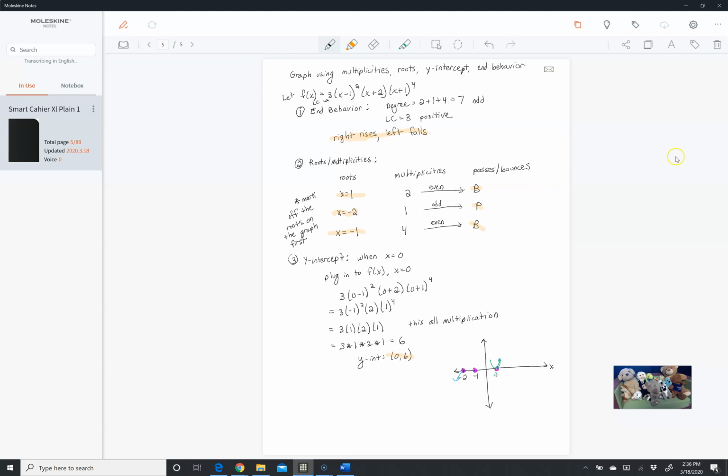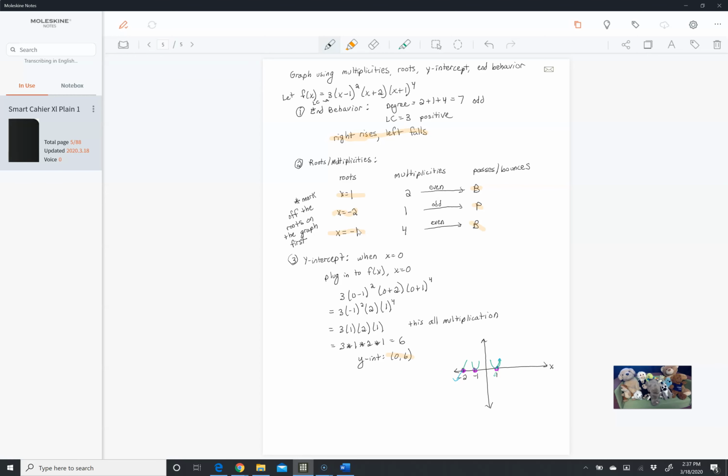At x equals -2, we pass. And because we're coming from underneath, that means that we're going to above. And then finally, at x equals -1, we bounce. So we know because we were above after -2, we know that we're going to wind up above at -1. And as we go left to right, we wind up bouncing.